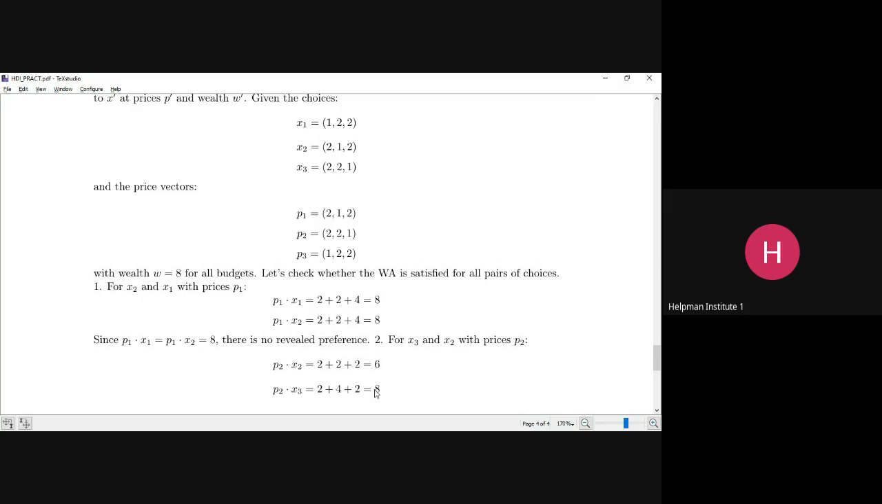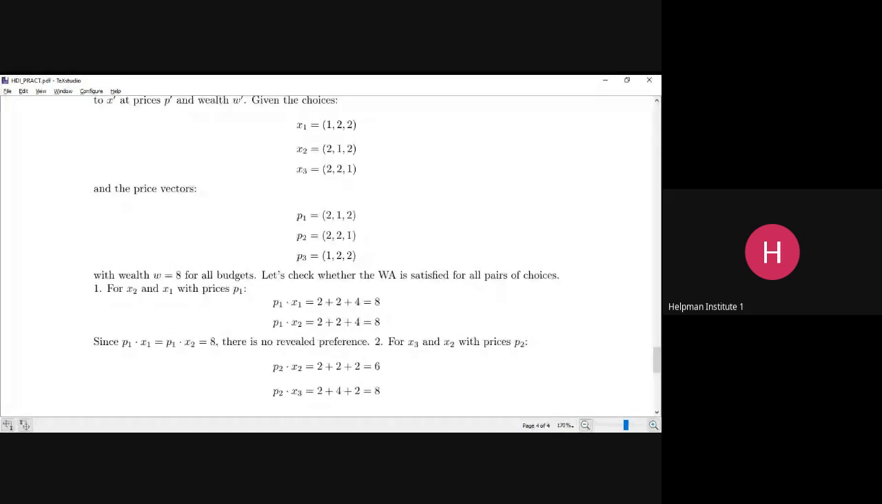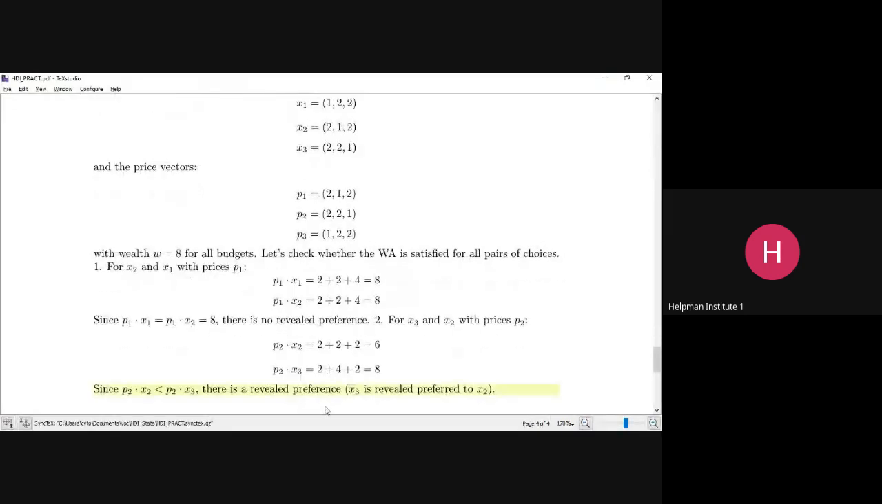So when looking at this now, you discover that one is the same thing as our weight, but the other is not. So one of these items is revealed compared to the other. Understand? So we can conclude that since they are not the same, all right, since P2x2 is less than P2x3, that means these two are not the same. You can say that it is revealed. So x3 is revealed preferred to x2.